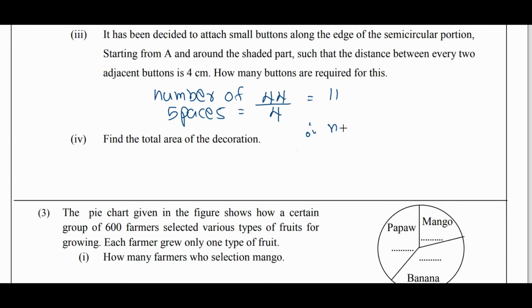Therefore, number of buttons means 11 plus 1 equals 12 buttons. We need 12 buttons because if I am dividing this part into two equal parts, here should be a button, here should be a button, and here should be a button. Therefore, if there are two spaces, we have to use three buttons. Likewise, if there are 11 spaces, we have to use 11 plus 1, 12 buttons.